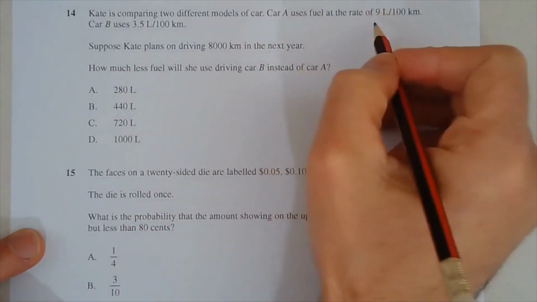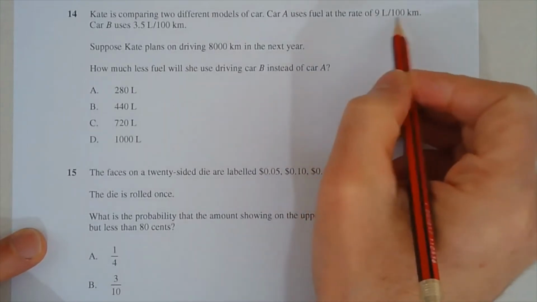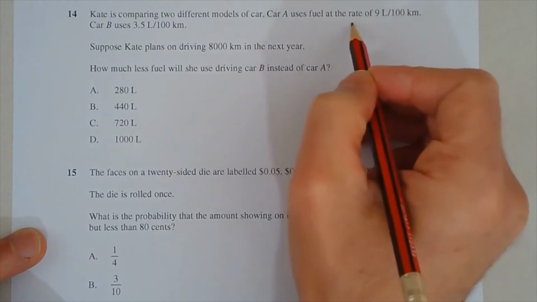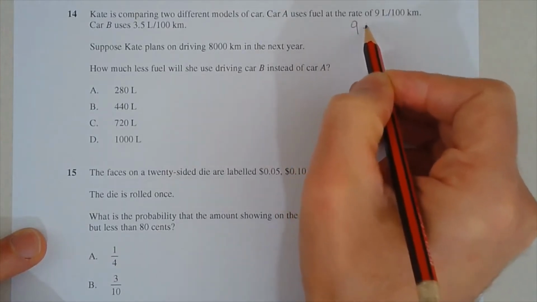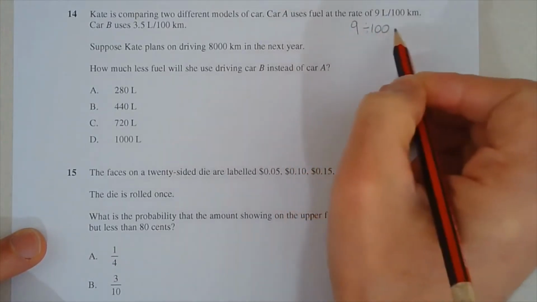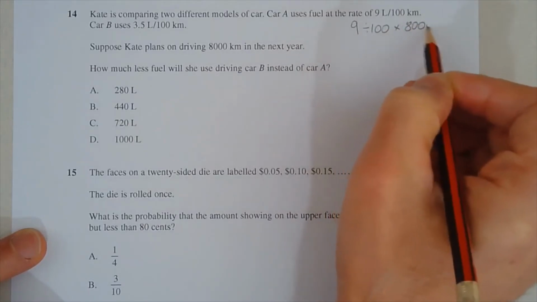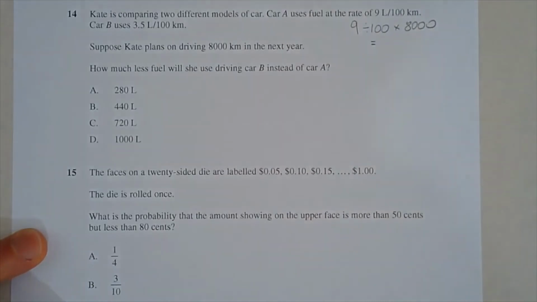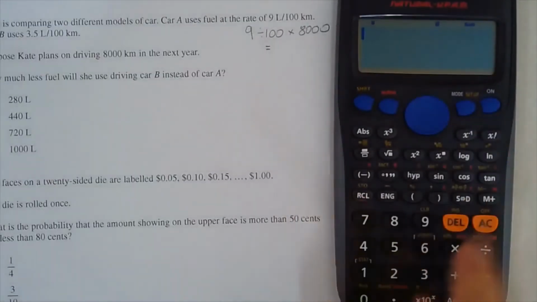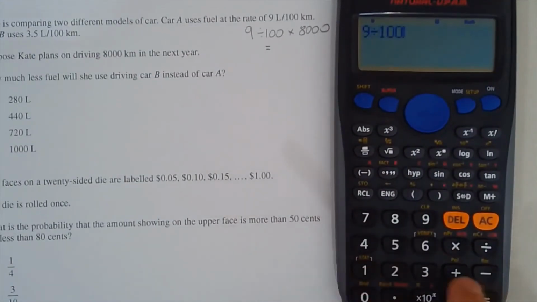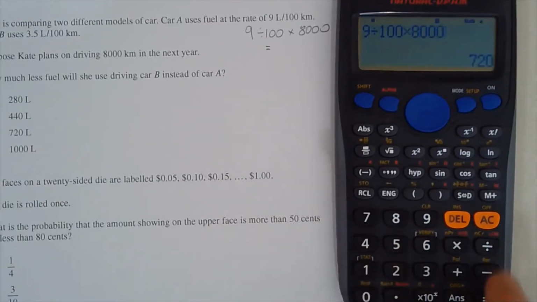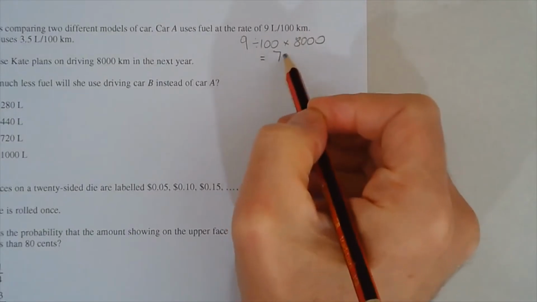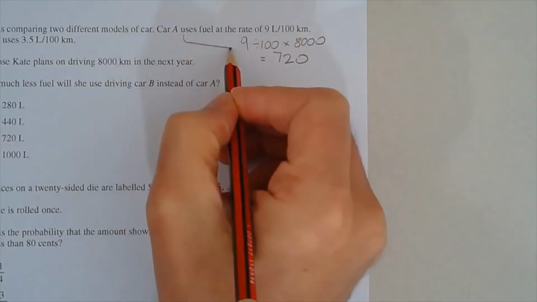So let's have a look at car A first. Let's work it out in terms of the amount of fuel per kilometre. So 9 litres divided by 100 kilometres, but then we're going to multiply it by 8,000. That gives us the amount of fuel that car A is going to use over 8,000 kilometres. Let's work that out quickly. 9 divided by 100 multiplied by 8,000, and we get 720 litres of fuel. So this is for car A.